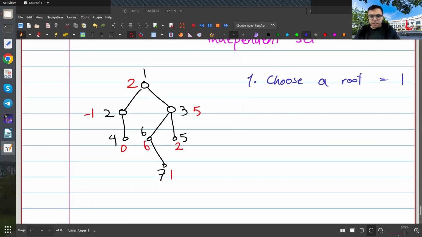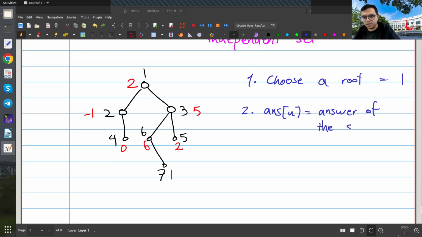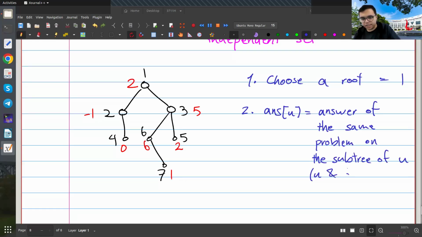And now here's how I'm going to define my dynamic programming. I'm going to say for every vertex u, ans(u) is going to be the answer to my problem if I only had vertex u, its children, its grandchildren, and so on, everything that comes below vertex u. So it's the answer of the same problem on the subtree of u. And by this, I mean u and its descendants.